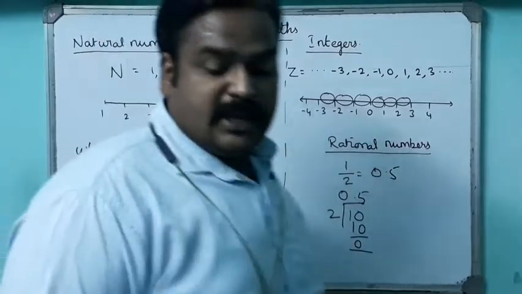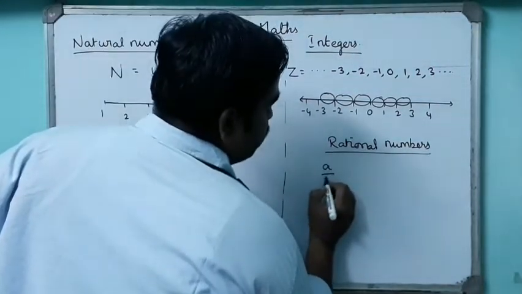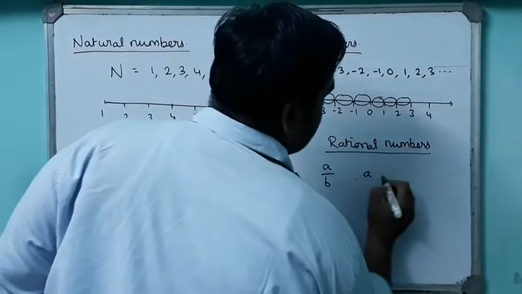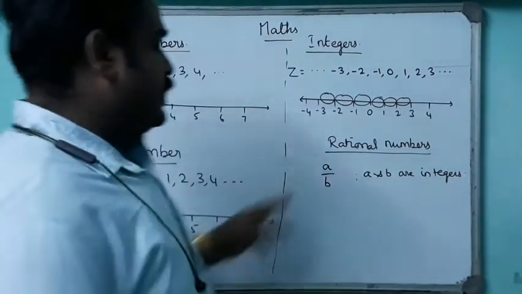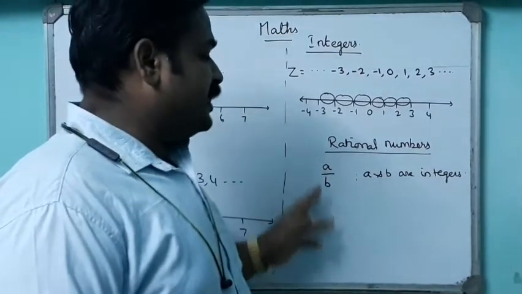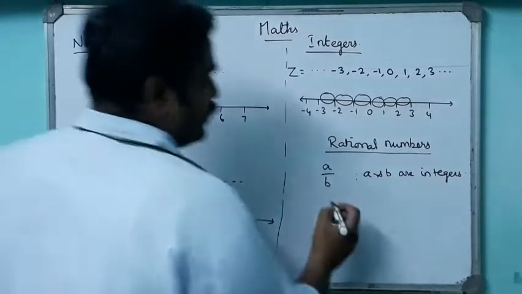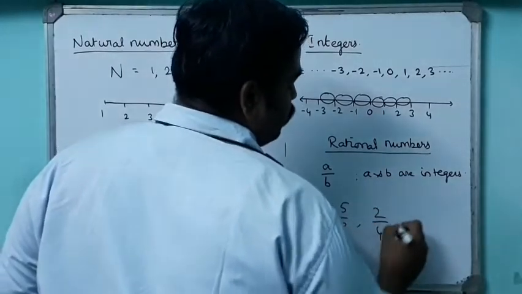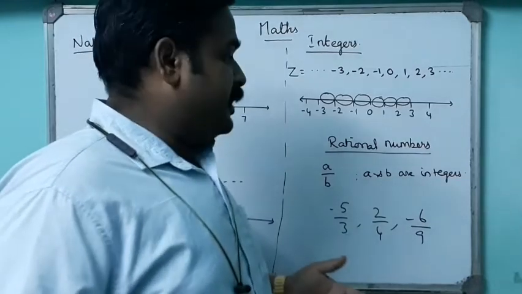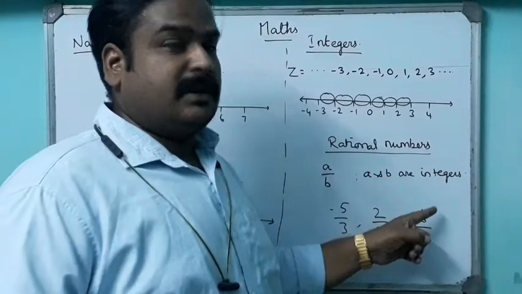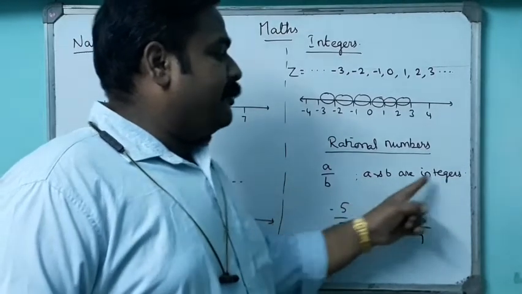To say it simply, a rational number is of the form a by b, where a and b are integers. You can apply any integer in the place of a and in the place of b. If you apply any integers in these places, you will get a fraction, isn't it? That kind of fraction is considered a rational number. For example, you can take minus 5 by 3, or 2 by 4, or minus 6 by 9. Here you have a negative number and here a positive number. There is no problem in it, because a and b are integers. They are not natural numbers, they are not whole numbers, they are integers, so you can even take negative values. So the general form of a rational number is a by b, where a and b are integers.